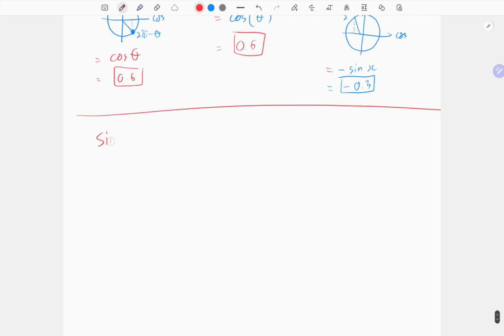Okay, let's say sine of 20 degrees. I'm going to use actual values here. All right, sine of 20 degrees is 0.34. Cos of what angle is also equal to 0.34? Suleiman.